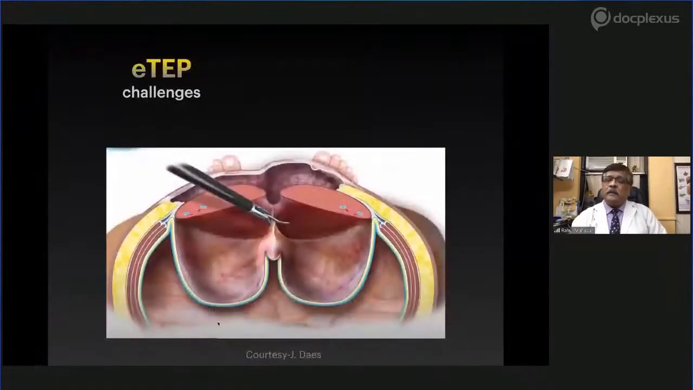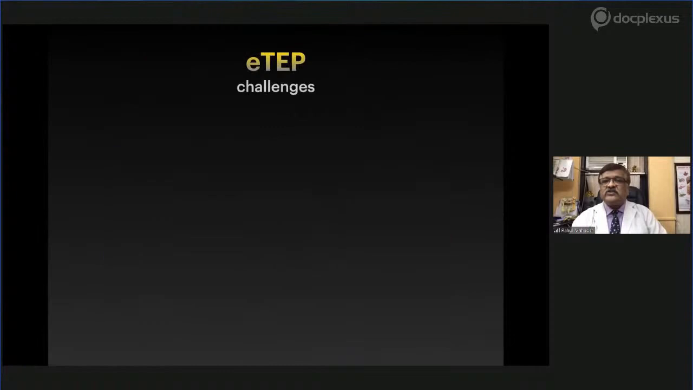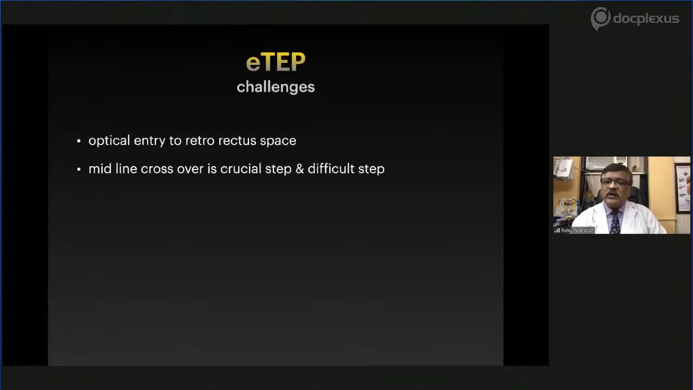The main challenges for doing the E-TEP procedure are that midline crossover is the biggest challenge, and suturing at the roof. These are the main two challenges I feel in my own practice. But the other challenge is the optical entry to the retrorectus space. The midline crossover is a crucial step and definitely a difficult step.